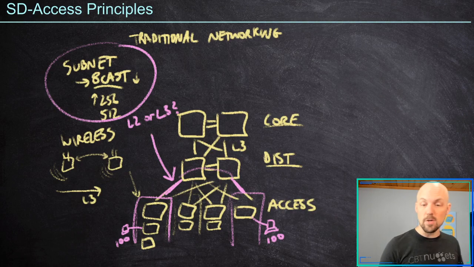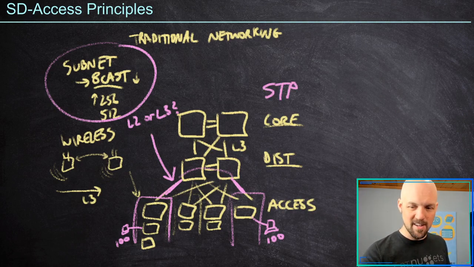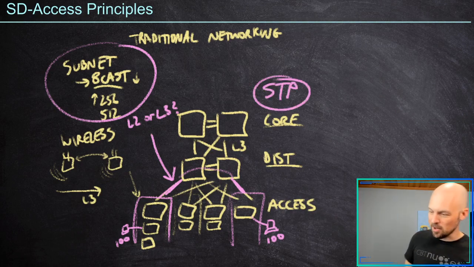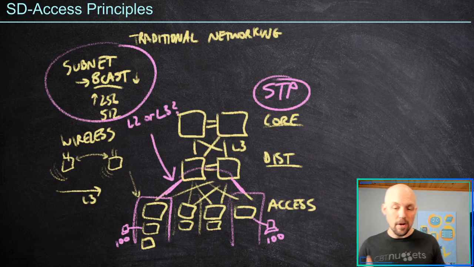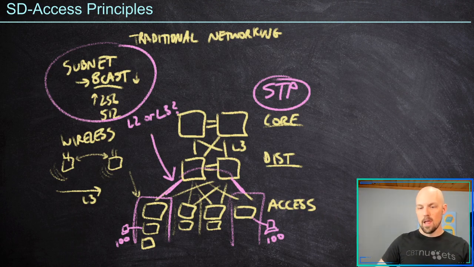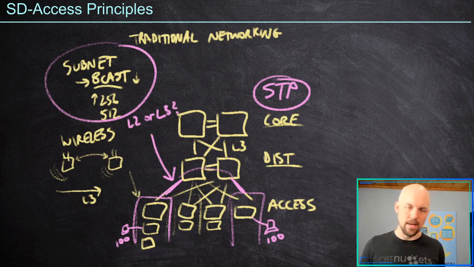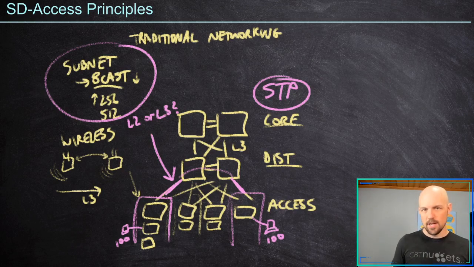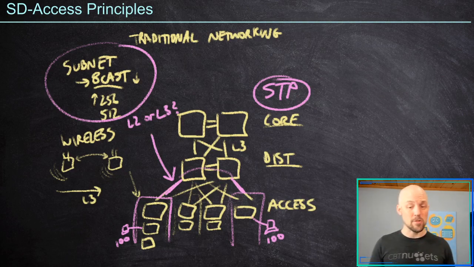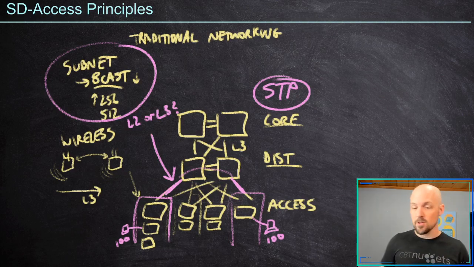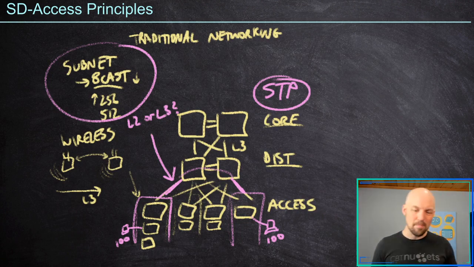The bad news of layer 2 is a three-letter word that we all like to hate on, and for good reason. It's spanning tree protocol. Spanning tree is a very difficult protocol to contain at scale. It's one thing if we just have a few switches and a few closets, et cetera. But when we've got a large enterprise campus, spanning tree can become a big deal. And so even when we're running rapid spanning tree or multi-instance spanning tree, it becomes problematic.